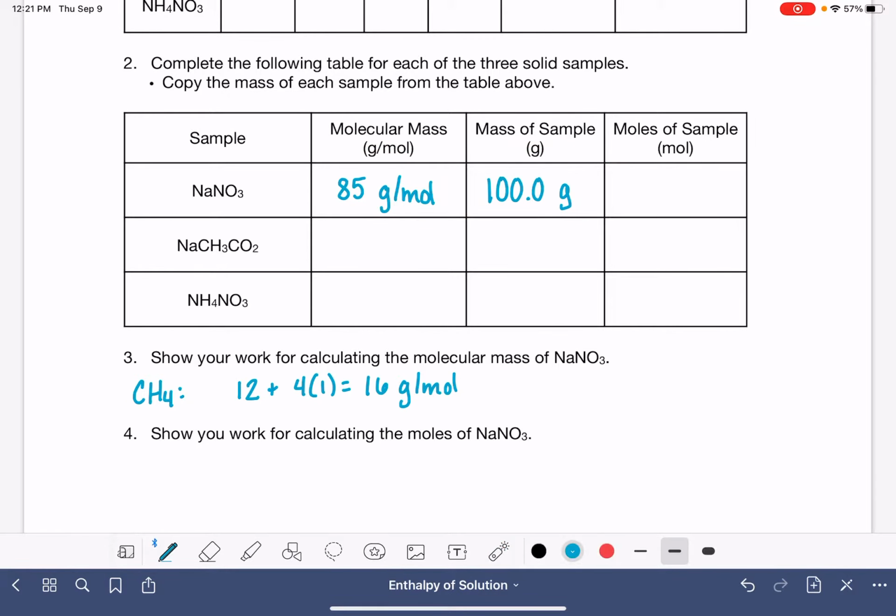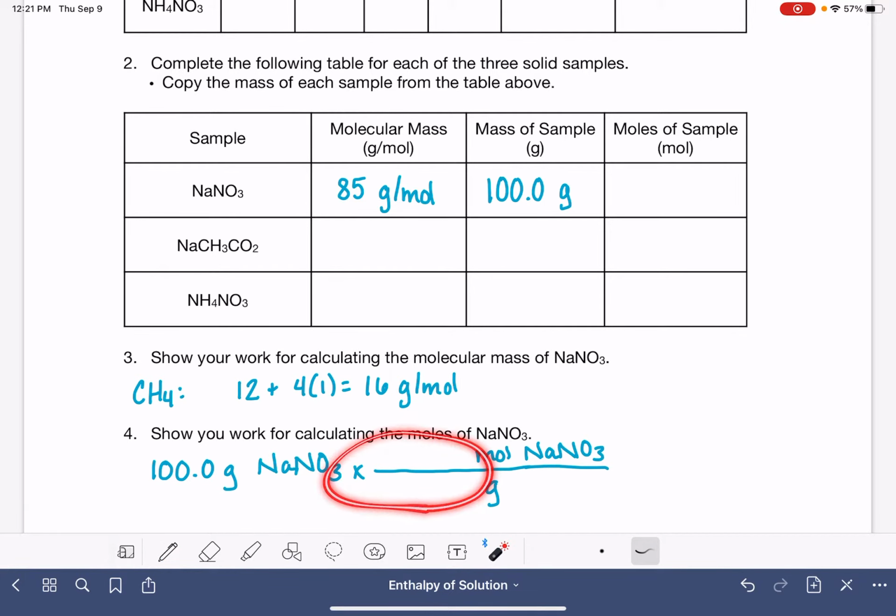So the way that we go about doing that is begin by writing the mass of the sample. It's going to be helpful if we write not just the unit, but also the molecule, the molecular formula. Then we want to multiply it by a conversion factor that has grams on the bottom and moles of NaNO3 on the top. We're going to fill this conversion factor in with our molecular mass, which says that 85 grams is 1 mole.